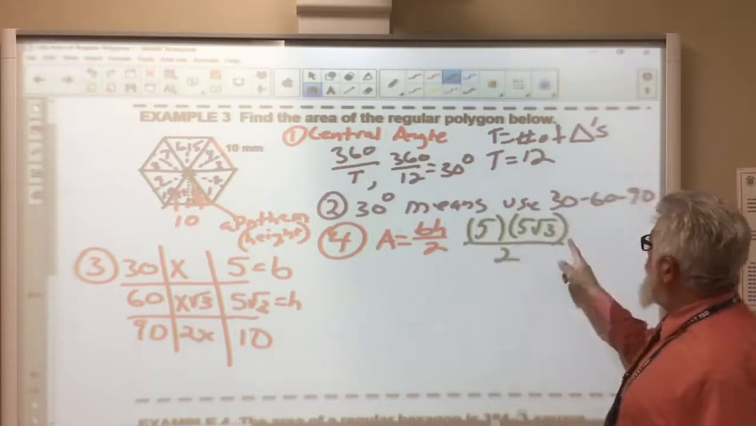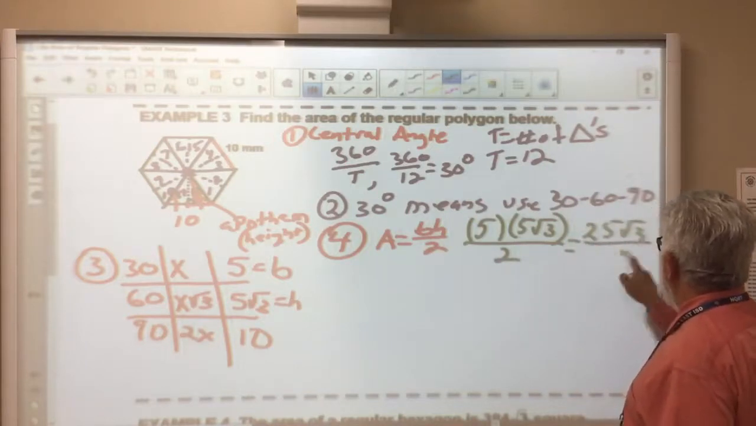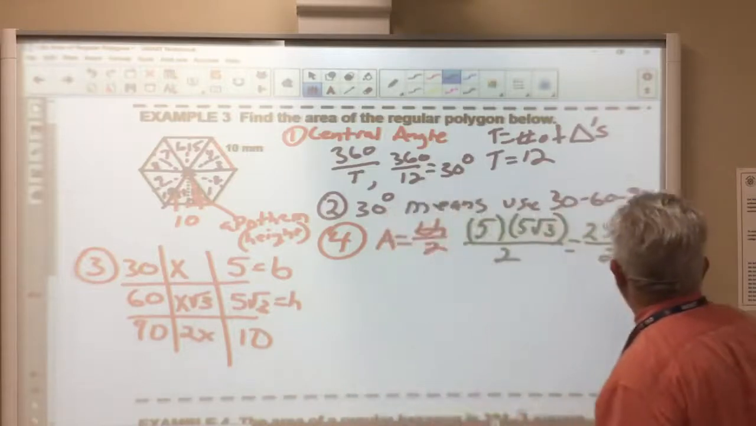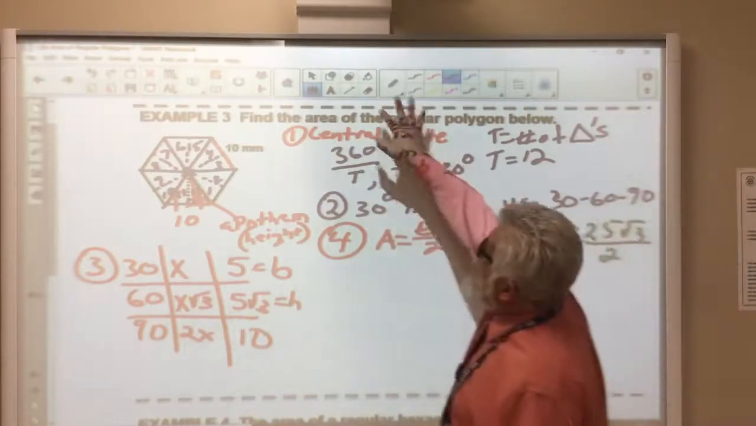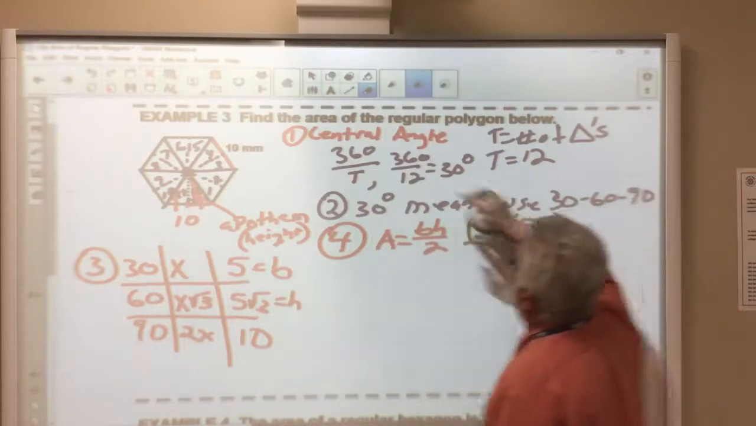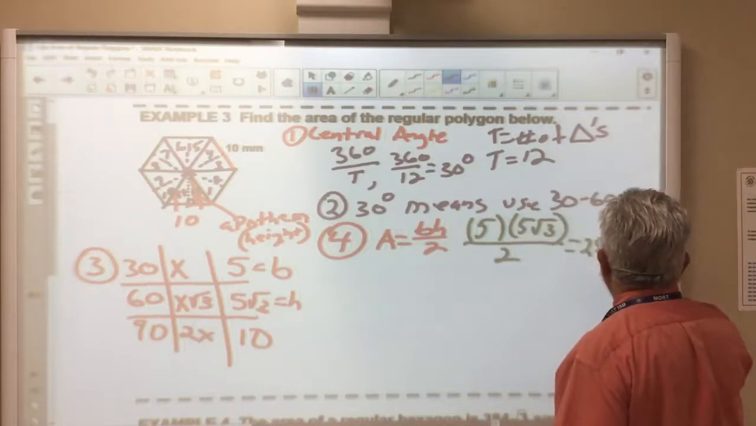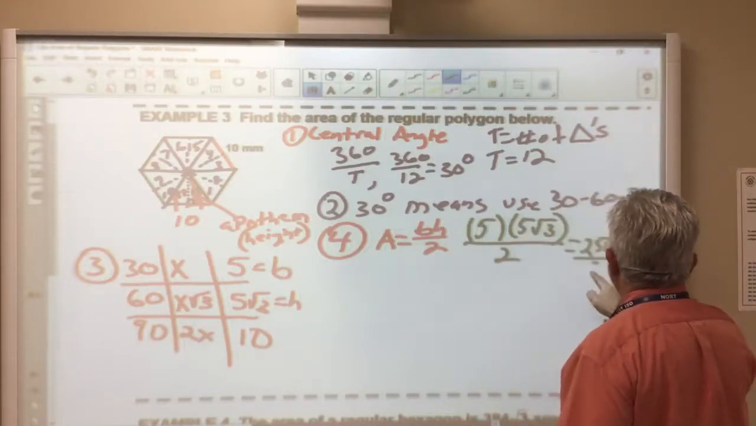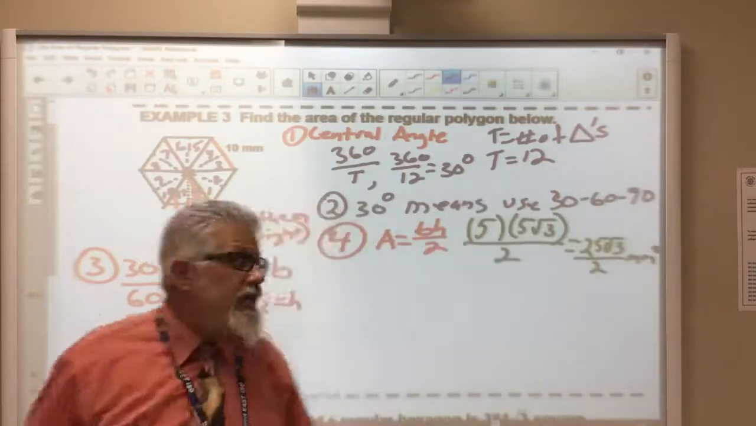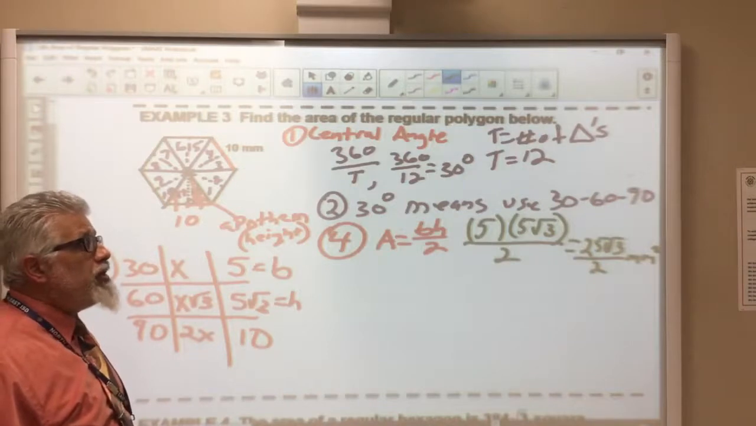so I'm going to do this right here. I get... I'm going to rewrite this. So I just want to get the units in there. It's going to be 25 square root of 3 divided by 2 millimeters squared.